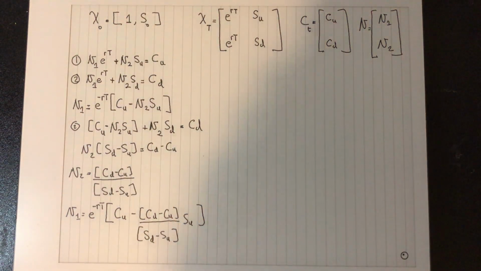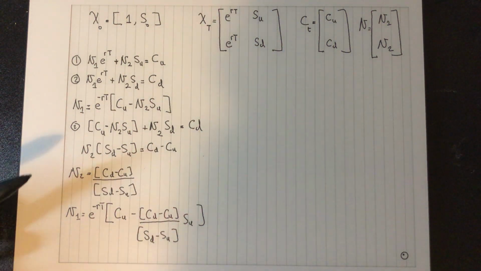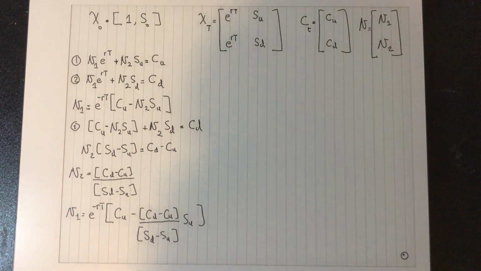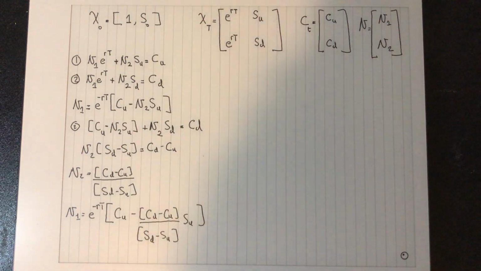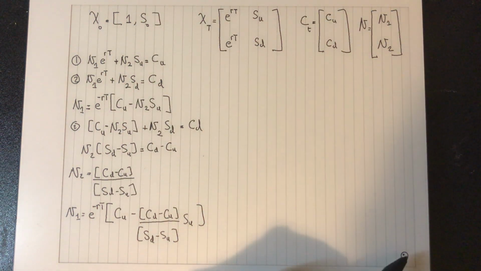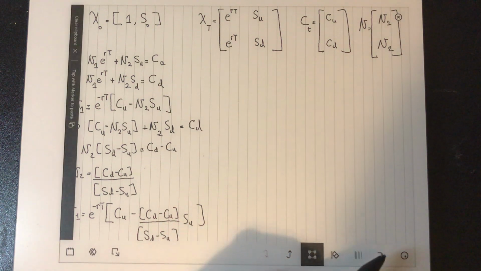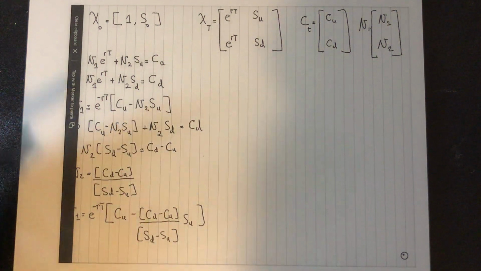Okay, so we've got what the value of N1 and the value of N2 is. So our next step is to simply find the equation of the call option. So I'm just going to go to another page, but before that, I'll just simply copy those formulas over here.